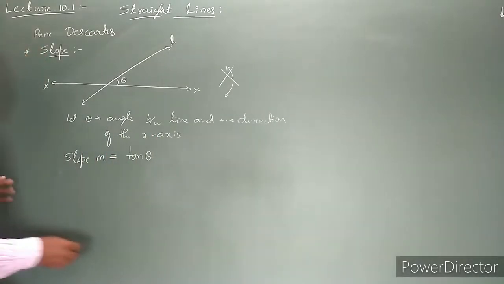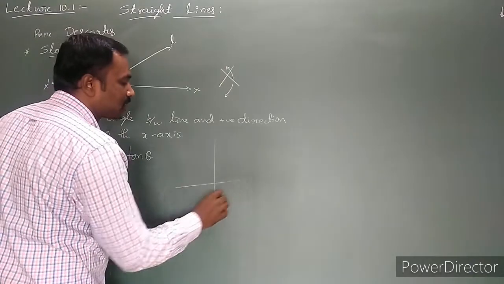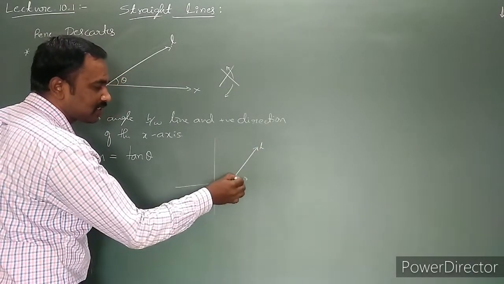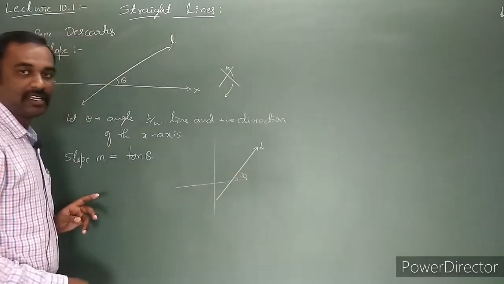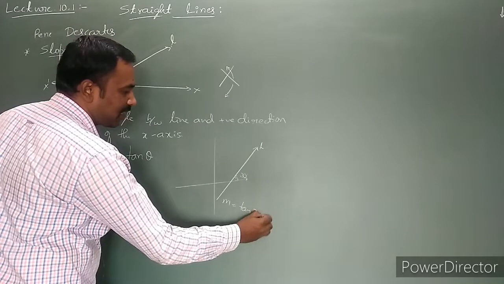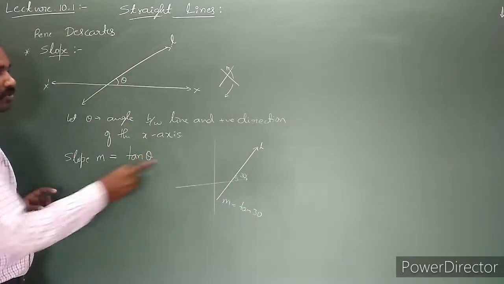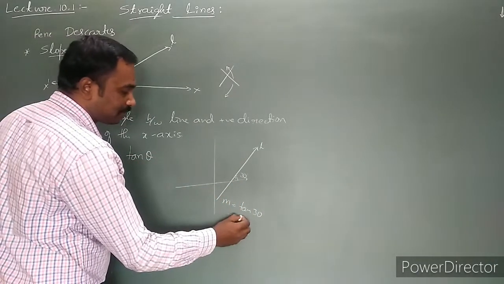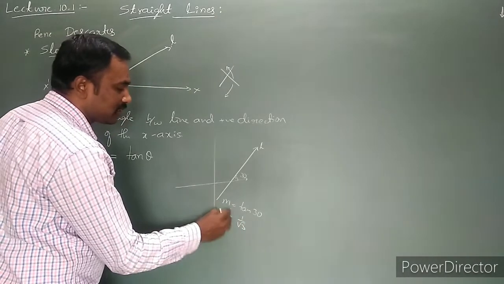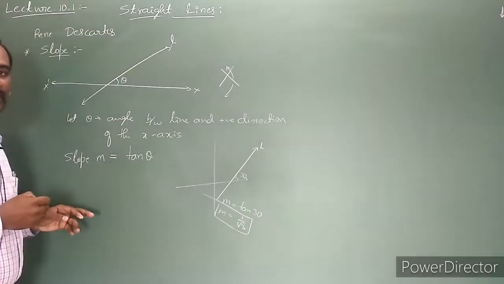Condition is over. So suppose in a two-dimensional plane, this line is given. How much angle is it subtending with the x-axis? Suppose it is subtending 30 degrees. Then what is the slope of this line? Slope of this line is nothing but tan of 30 degrees, because theta is equal to 30 degrees. What is tan 30? Tan 30 is 1 divided by root 3. So this is the required slope of the line.